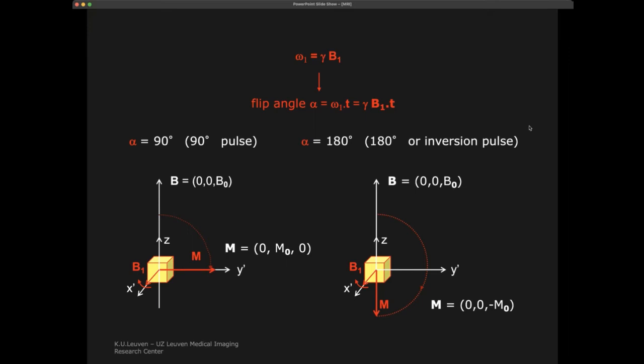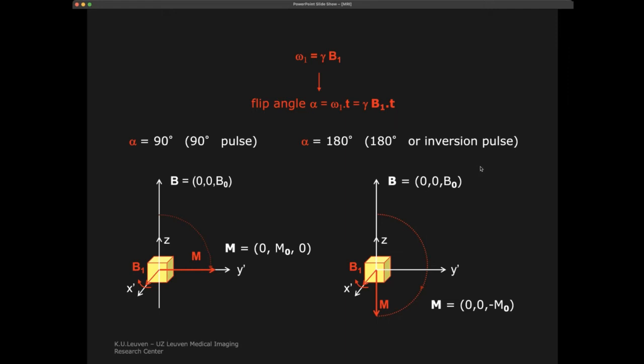So that's what we do. If we turn on the radio frequency wave for a certain period of time, enough so that the rotation is 90 degrees, then we flipped it for 90 degrees. Of course, if we keep this radio frequency field on, it keeps on rotating. And if we do it twice as long, what you will see is that we flipped it for 180 degrees. This is what we call an inversion pulse.